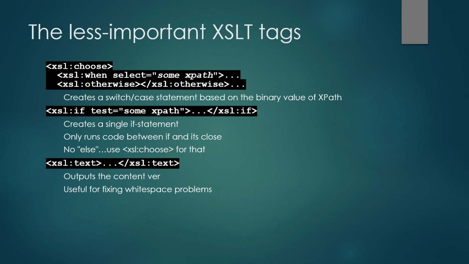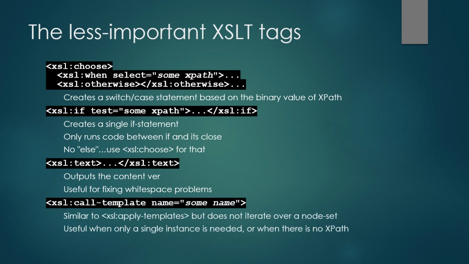A very underrated tag that you will find yourself using more often, it's surprising how often you use this one, is called text. And text just simply outputs the content verbatim. That's it. There's no processing inside here, no nothing. If there's white space, it is always kept. If there are dollar sign values or something like that, they're done as dollar signs literally and stuff like that. And this is very useful for fixing white space problems, as we'll see in a little bit.